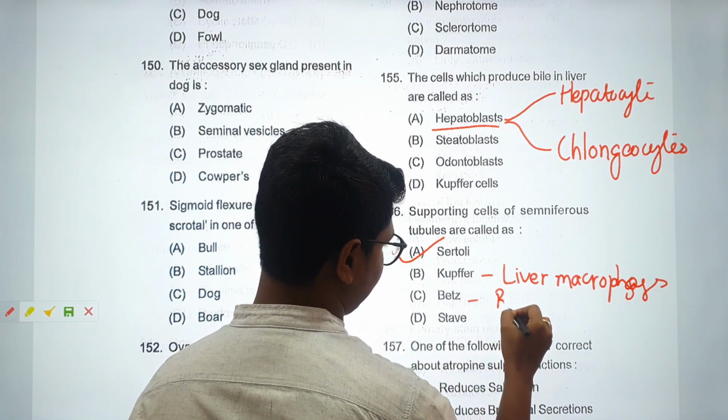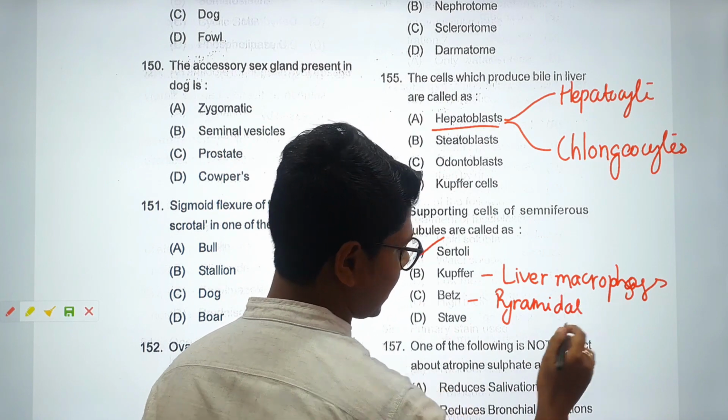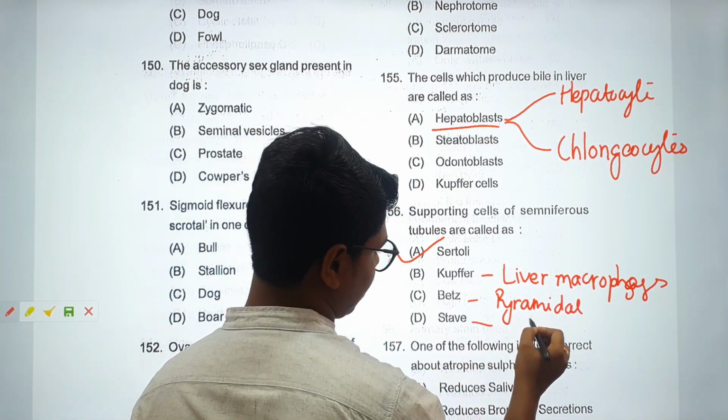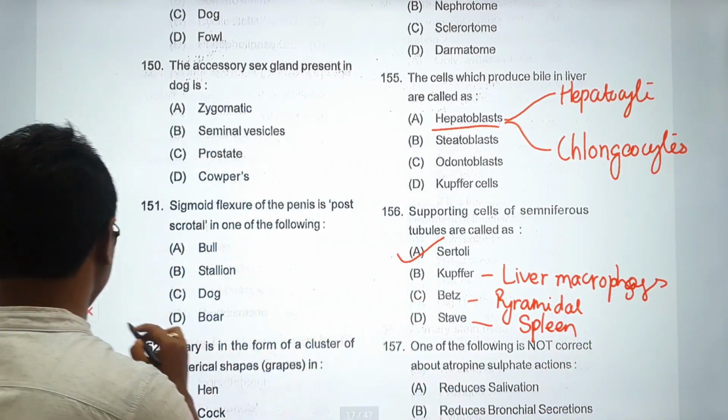Betz cells are basically pyramidal cells found in the brain. They are large neurons. Stellate cells are found in spleen. They are special endothelial cells.